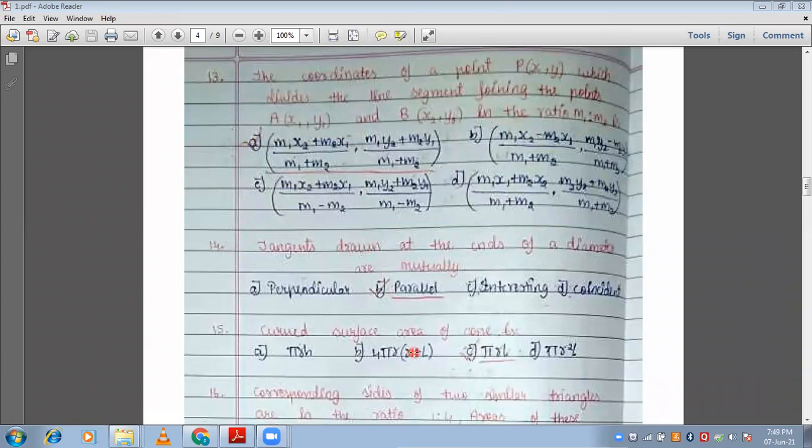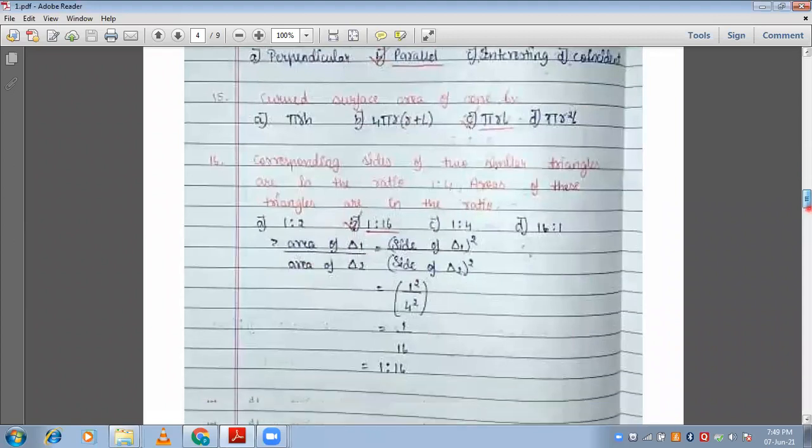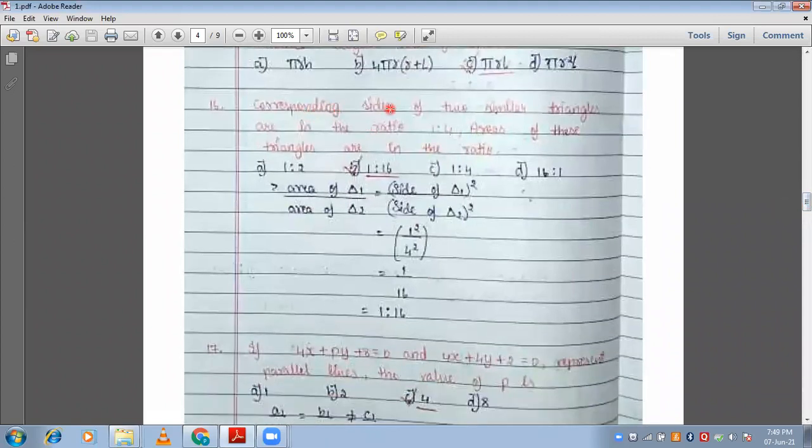Next, 15th question: the curved surface area of a cone, what is the formula? Pi r L. Next, 16th question: corresponding sides of two similar triangles are in the ratio 1:4. The areas of these triangles are in the ratio? We know the area of triangle 1 divided by the area of triangle 2 is equal to the square of the corresponding side of triangle 1 divided by the square of the corresponding side of triangle 2. The given ratio is 1:4, so 1 square divided by 4 square is 1:16. So option B is right.